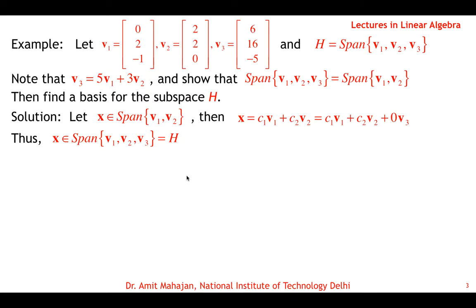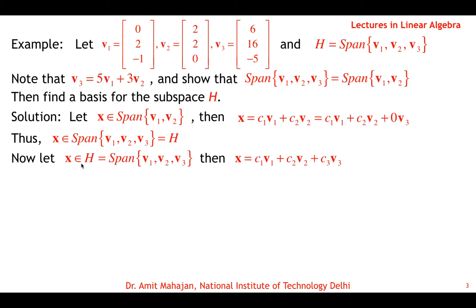Now we will prove the converse, that any vector which is in H is also in this spanning set. So now let X belong to the set H, and the set H is the span of these three vectors. So clearly X can be written as a linear combination of these three vectors. So X can be written as c1 v1 plus c2 v2 plus c3 v3.